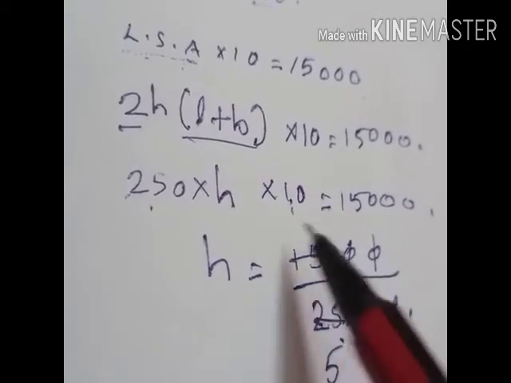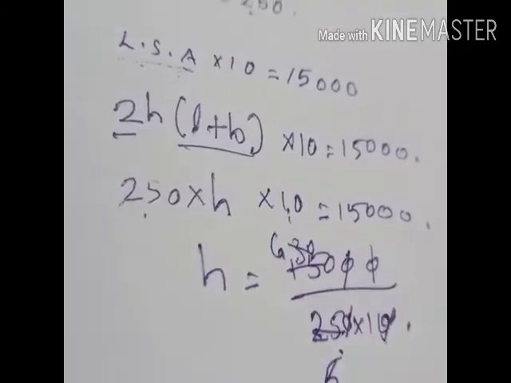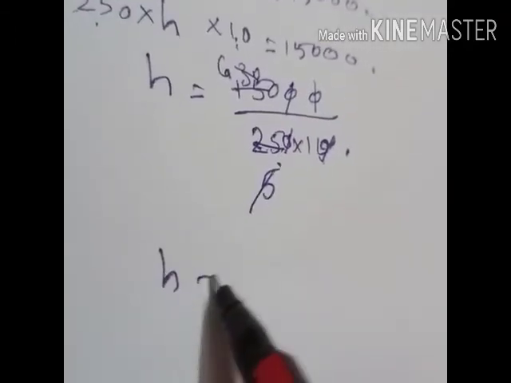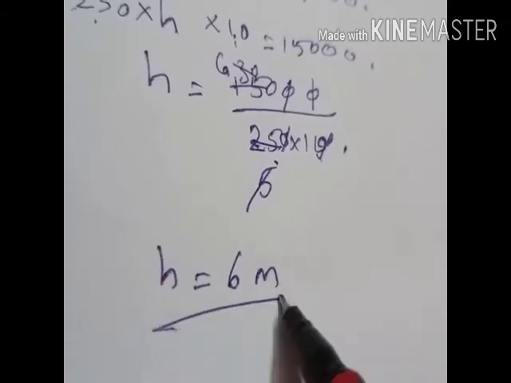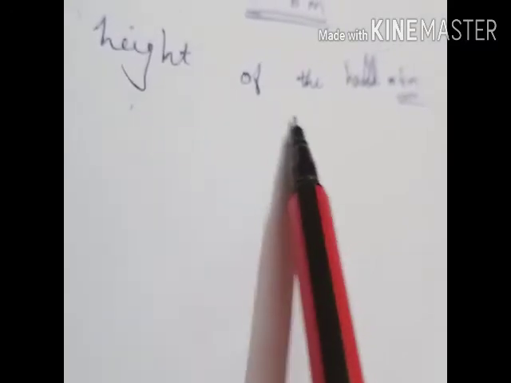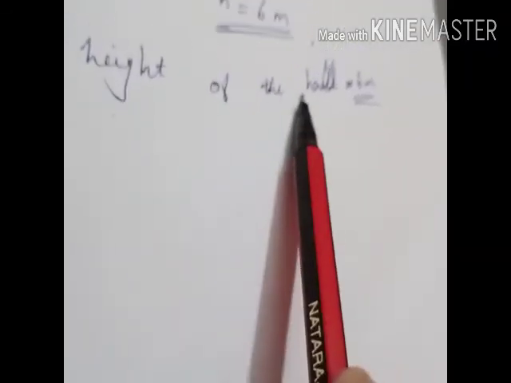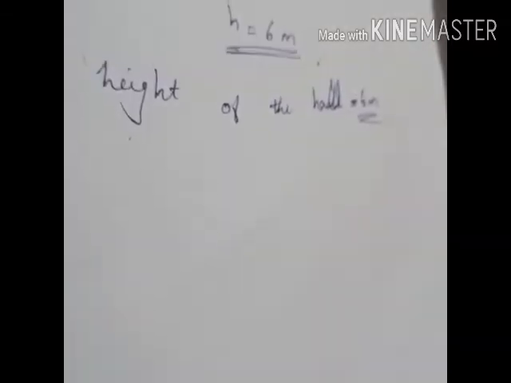5, 30, then 6. You should practice the cutting method. So here h equals 6 meter. That is, the height of the hall equals 6 meter.